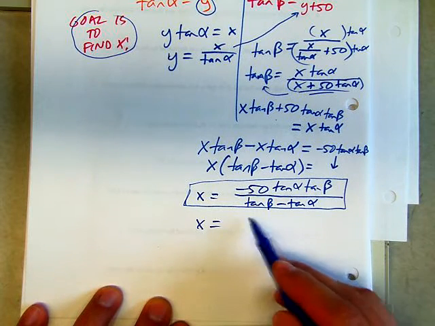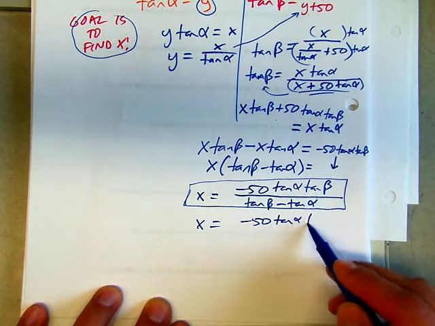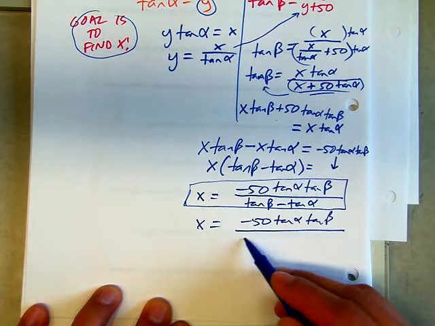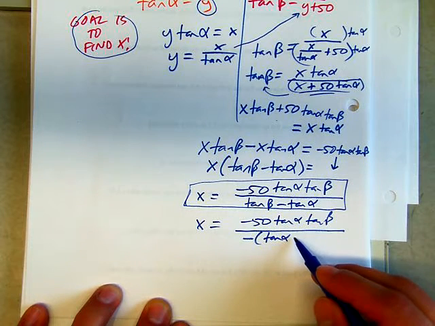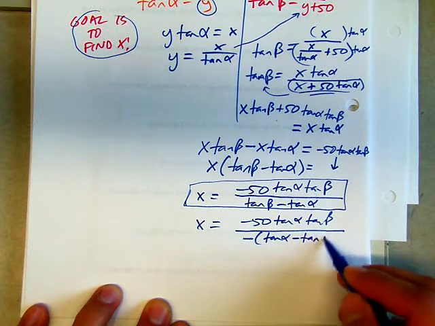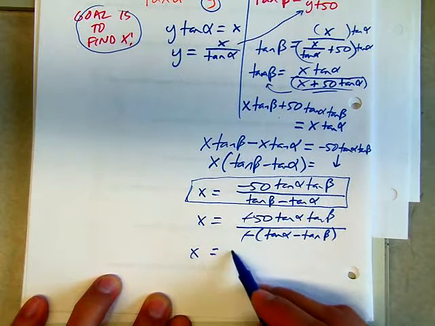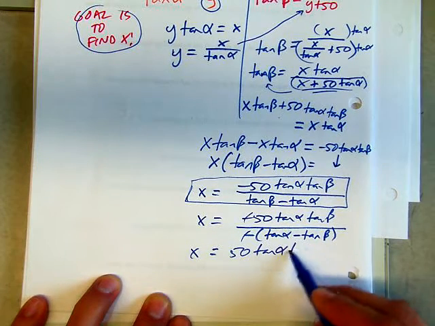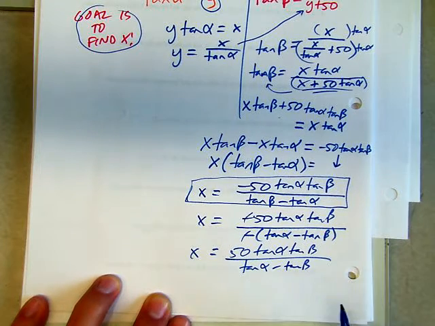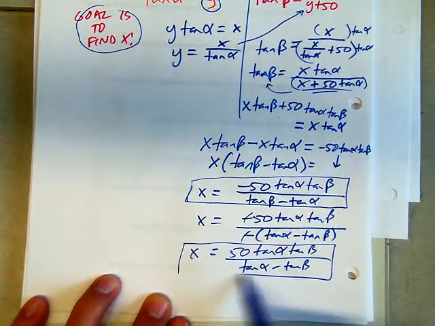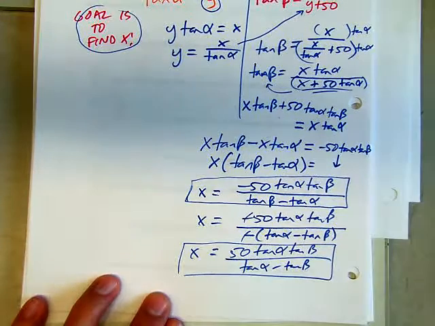Another answer that you might see is maybe they factor out a negative in the denominator to get something that's a little nicer, but it's the same thing. If you take out a negative from the denominator, that switches the tangent beta minus tangent alpha to tangent alpha minus tangent beta. So now your negatives cancel, and you just get 50 tangent alpha tangent beta over tangent alpha minus tangent beta. Okay, so either one of these is fine, and depending on how you do it, like what you solve for first, you'll get one or the other.